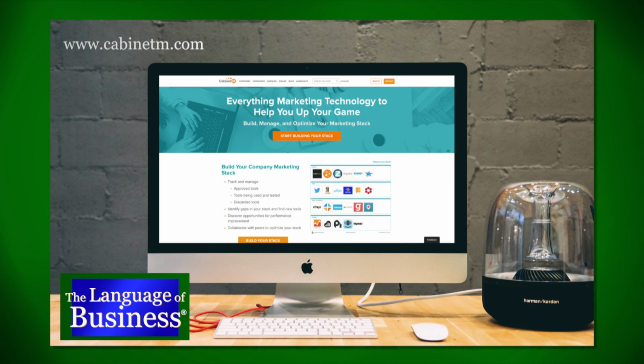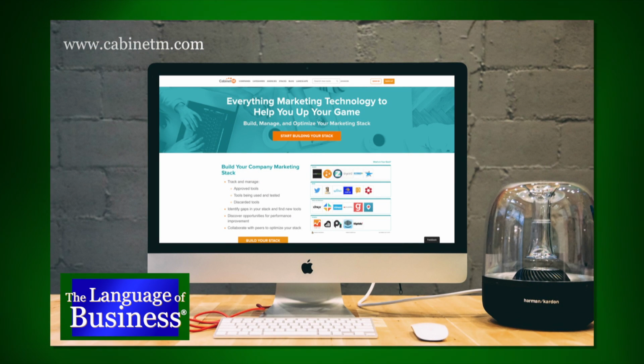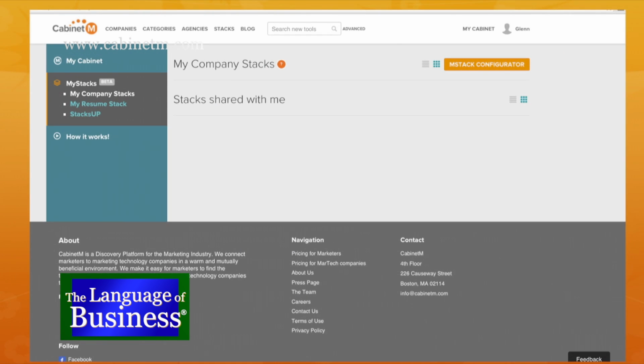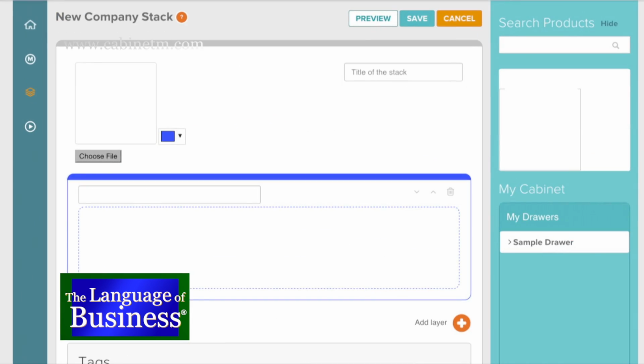Do you charge for the single stack, or do you charge per individual activity? One of the great things about our site is that you can do a lot of things for free. On Cabinet M, you can come to our site, search and discover new tools. We have over 5,000 tools on the site, and then you can build your marketing stack. What we find marketers doing is building the stack they have today, the stack that they would like to have, and then building stacks to keep track of tools that they might use in the future. You can do all of that for free. What we charge for is team collaboration. In a big enterprise organization where teams would like to work together on stacks, we charge for that.